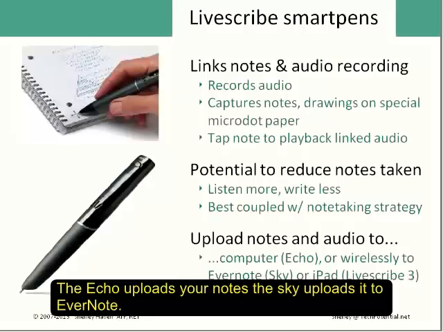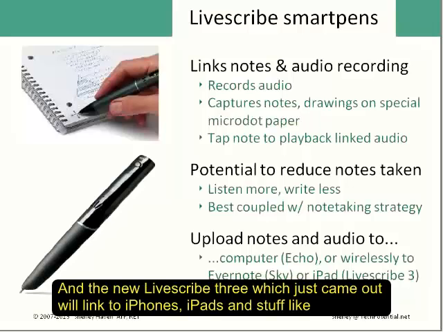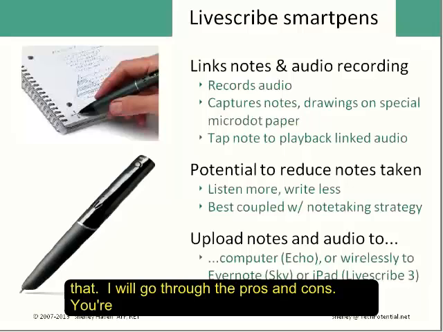So anyway, there are three different models that were shown, the Echo. There's also a thing called the Sky, where the Echo uploads your notes to a computer. The Sky uploads it to Evernote, which is an online digital notebook, and the new Livescribe 3, which just came out, will link to iPads, iPhones, and stuff like that. I'll forgo the pros and cons of each for the moment.